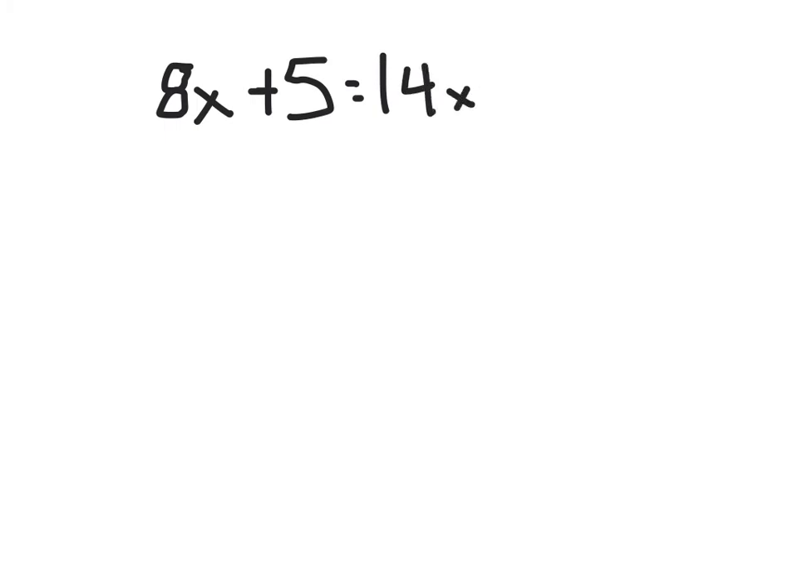In case 3, we will have situations sometimes where our variable x, y, z, or whatever we may have might be on both sides of the equation. For example, in the equation 8x plus 5 equals 14x minus 13.